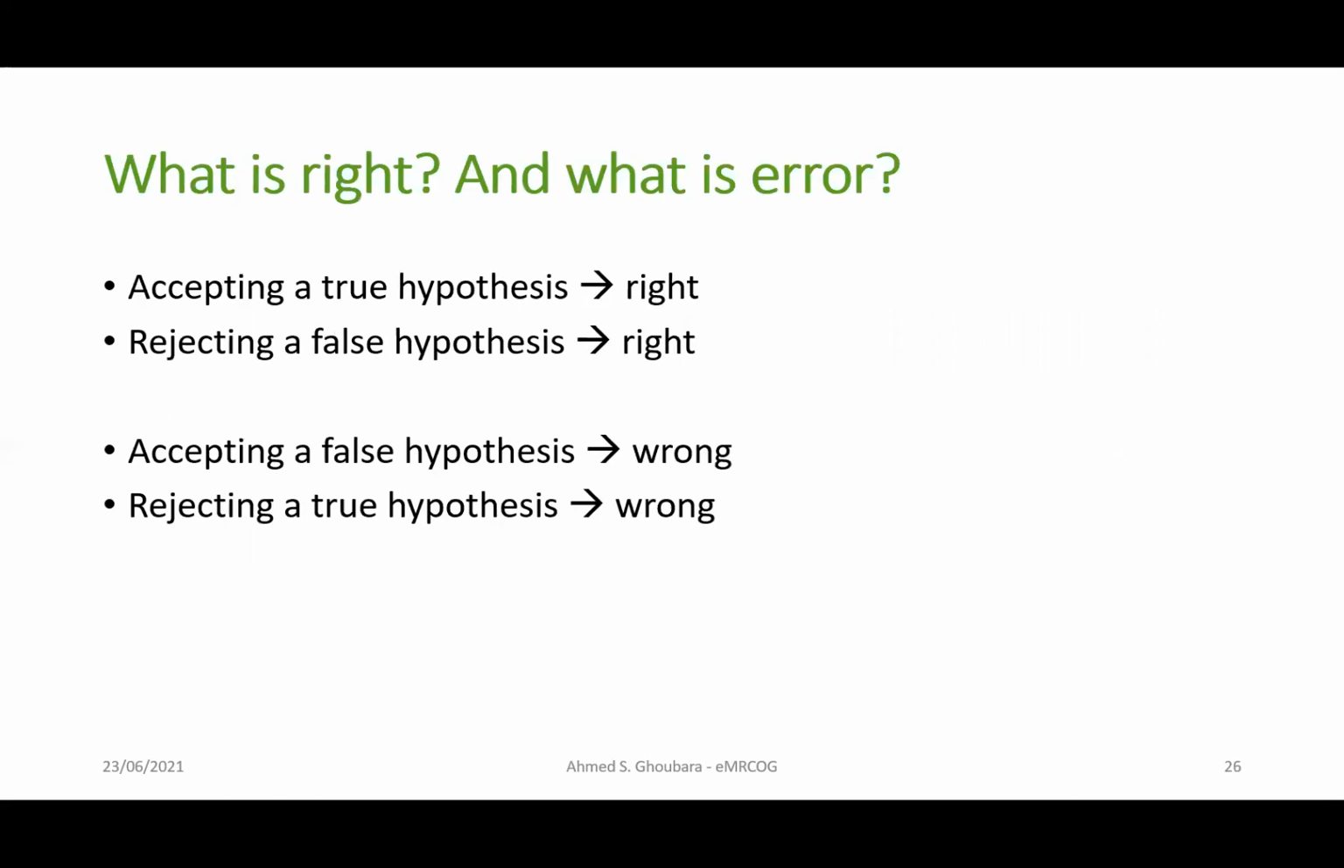What are the errors? Before we define the error, we need to define what is right, right? So if you accept something true, you did the right thing. Similarly, if we reject a false hypothesis, then you did the right thing. So accepting a true hypothesis is right, rejecting a false hypothesis is also right. Yet, accepting a false hypothesis, you did the wrong thing, because you accepted a false thing. And similarly, you rejected a true hypothesis, again, that was wrong.